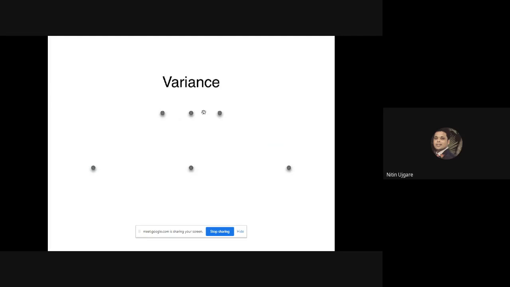When we look at these 3 points, the spreadness of these 3 points is very less. So spreadness means variance. The variance of these 3 points is very small. But if I consider this other set of points, their spreadness, their variance, is very large. Why? Because they are far away from each other. So if points are very close to each other, they have a small variance. If points are far away from each other, they have a high variance, right?